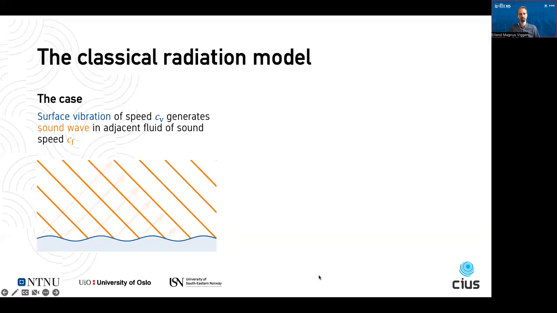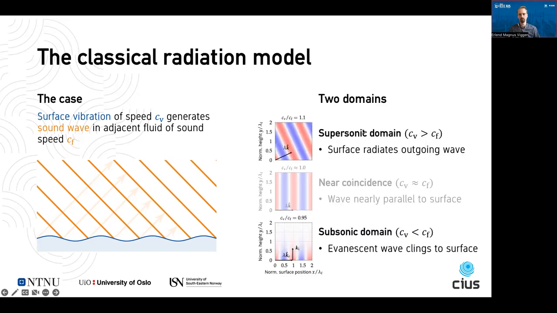First of all, let's look at the classical radiation model, where we have a surface vibration moving at a particular speed, generating a sound wave in an adjacent fluid. This gives us two domains. In the supersonic domain, the surface vibration is moving faster than the speed of sound in the fluid. We get an outgoing wave being radiated by the surface vibration.